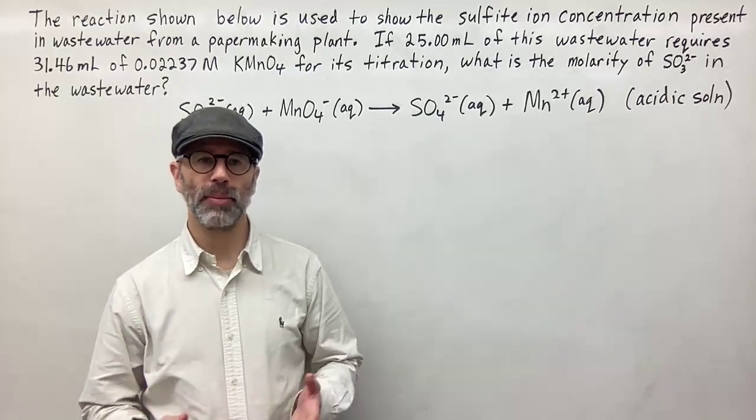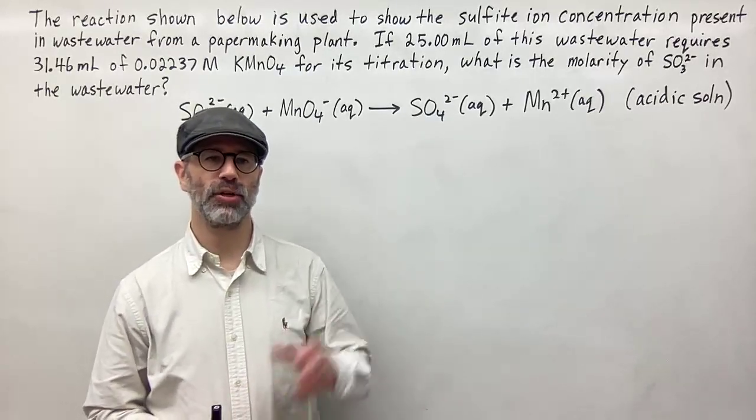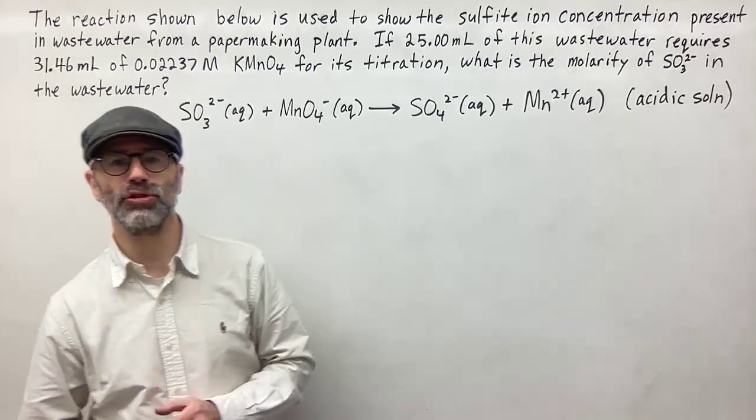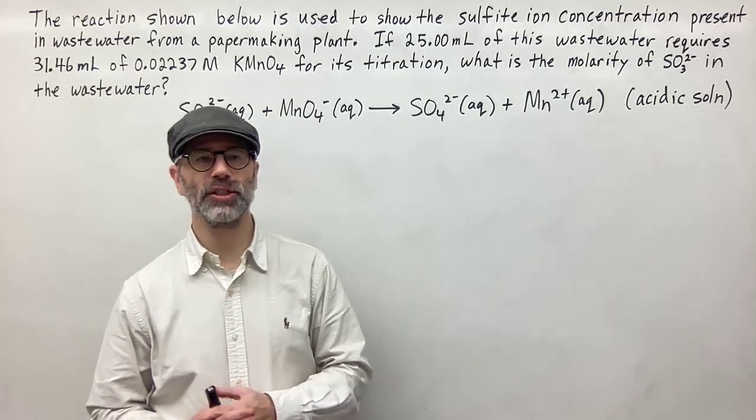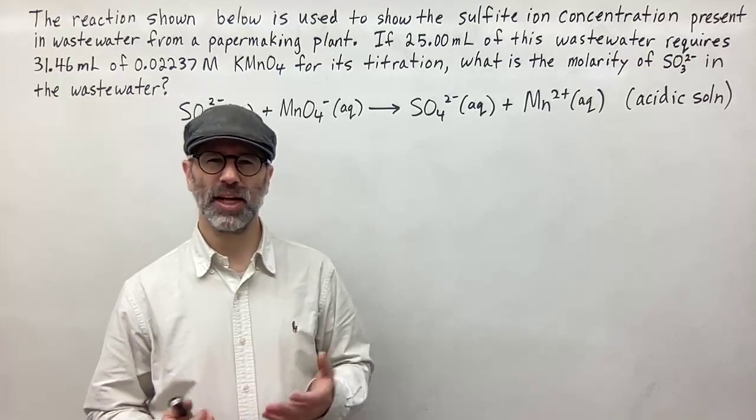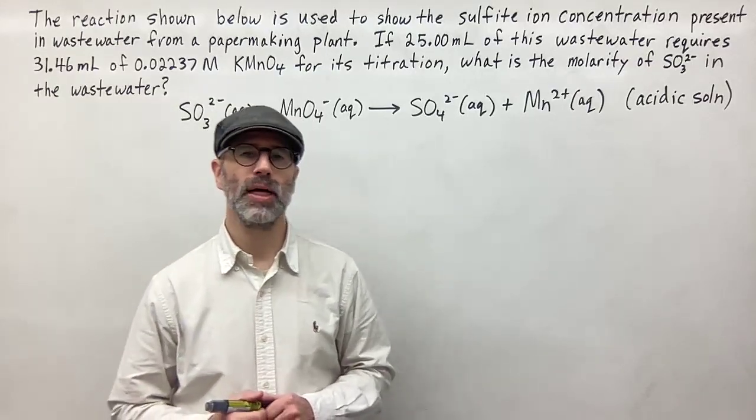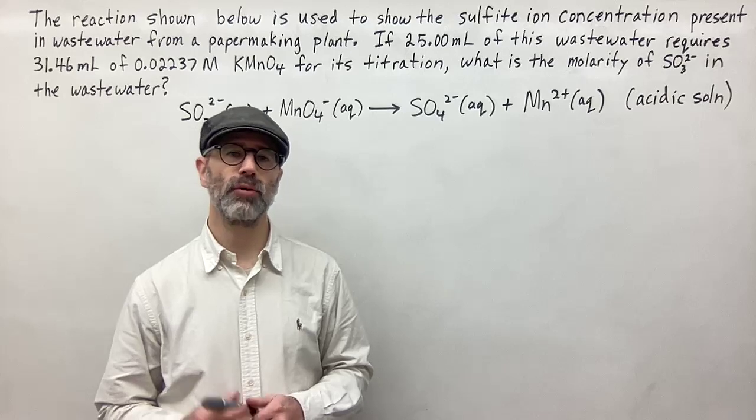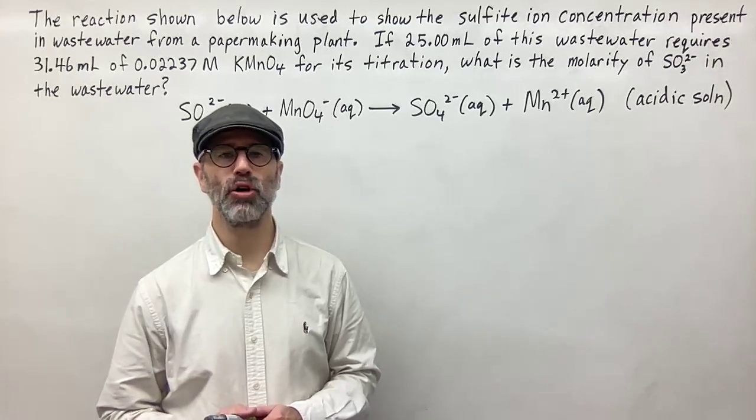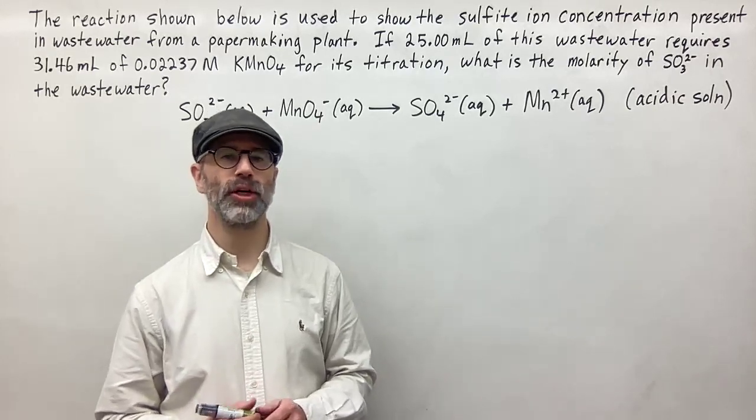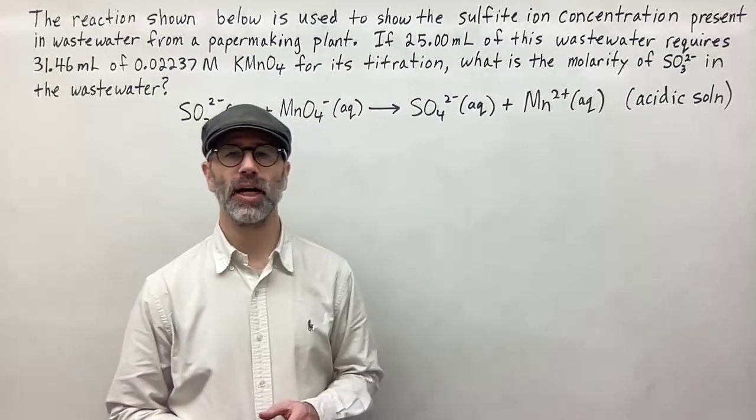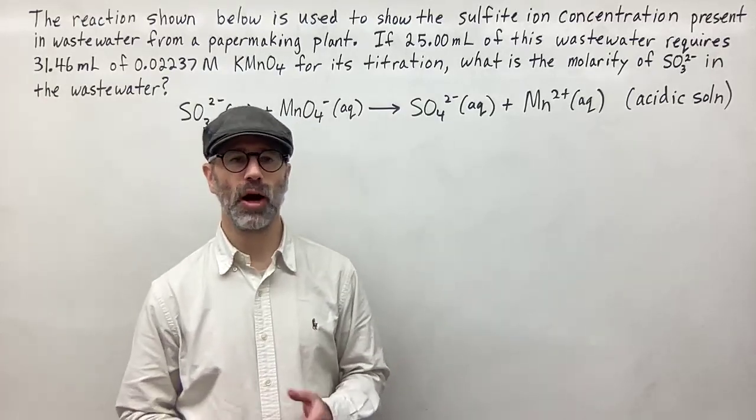So in this problem we have the reaction. They're giving us this reaction here, and they're saying that this reaction is used to show the sulfite ion concentration present in wastewater from a paper making plant. And then they tell us if 25.00 milliliters of this wastewater requires 31.46 milliliters of a 0.02237 molar KMnO4 for its titration, what is the molarity of the sulfite in the wastewater?